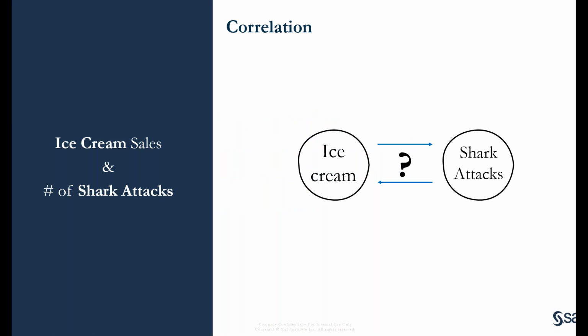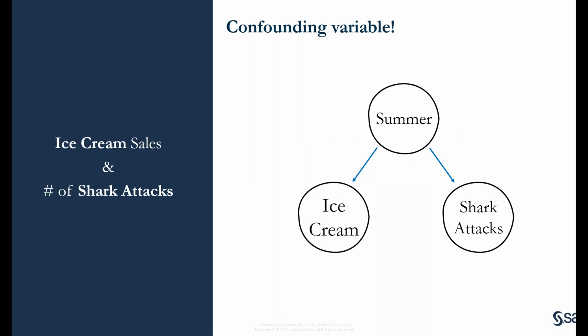There is a clear correlation between ice cream sales and the number of shark attacks. And if you didn't know anything about the world, if you saw that these two things were correlated, you might begin wondering, oh gosh, is there a couple of sharks that have started selling ice cream, to lure people to the coast? Well, of course, that's clearly not the case. There's a confounding variable. It's the time. It's summer.